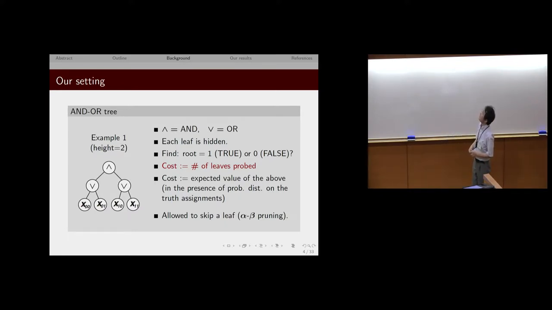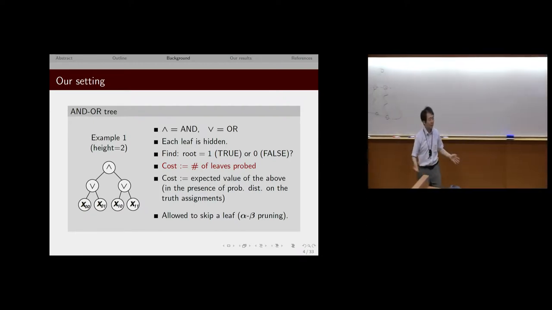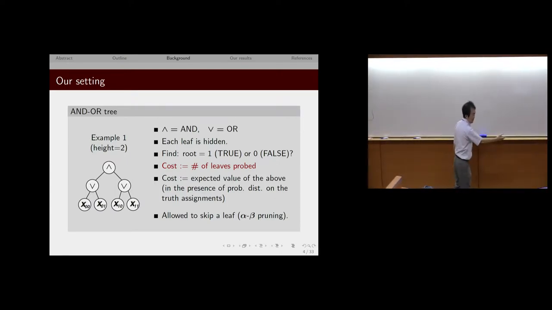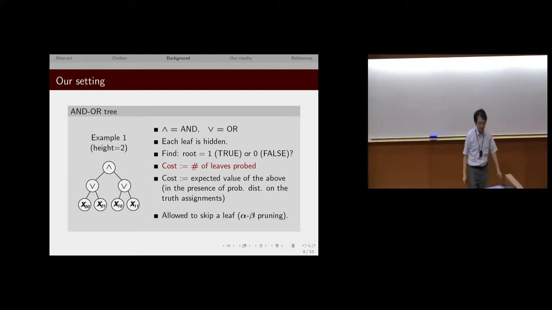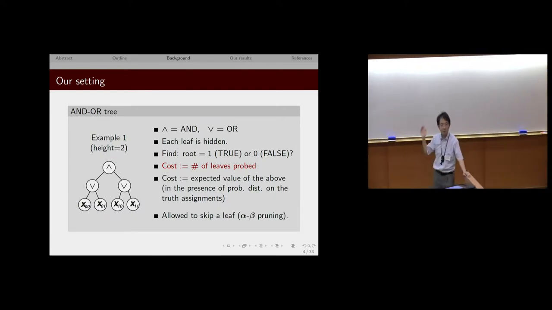This is a very simple example of an AND/OR tree of height 2. At first, each leaf is hidden. A truth assignment is given, but an algorithm doesn't know the truth values. Then the algorithm probes a leaf, and then probes another leaf, and the algorithm wants to know the truth value of the root. The cost is measured by the number of leaves probed, so it's a kind of query complexity. And if the truth value is not fixed, but a probability distribution over the truth values, then the cost means the expected number of leaves probed during the computation.